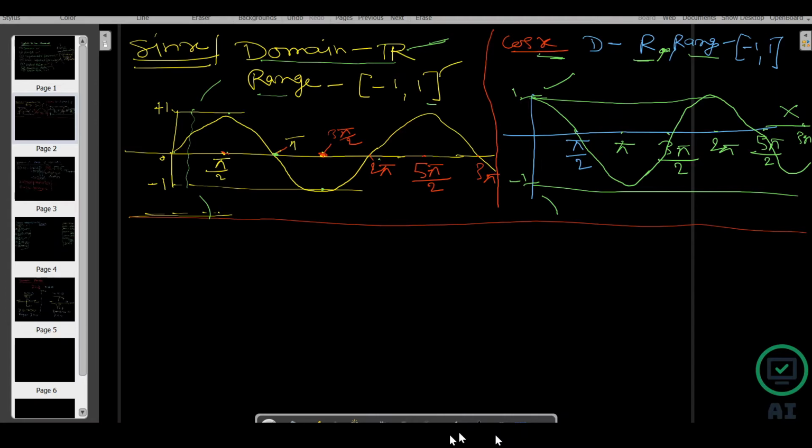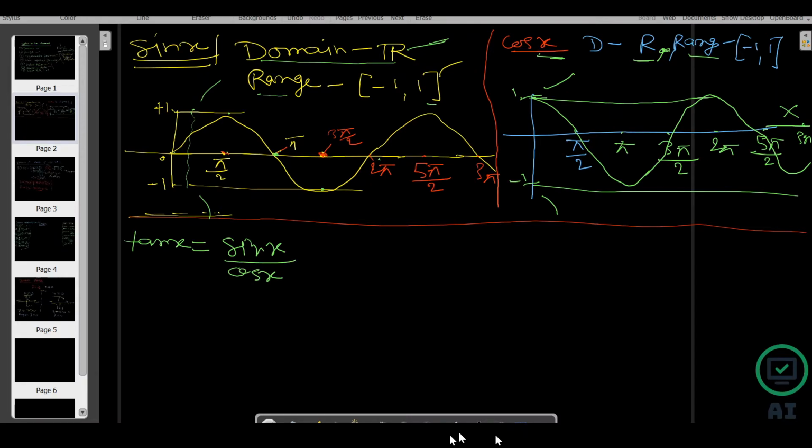So having understood this sin x and cos x, let's go and derive the domain and range for this particular function, which is nothing but tan x. So tell me what is actually tan x. Tan x is nothing but sin x divided by cos x.